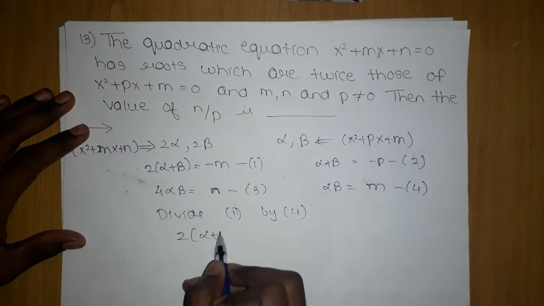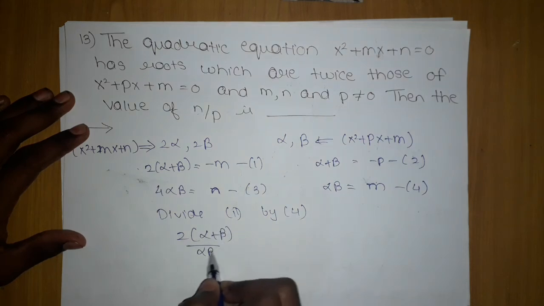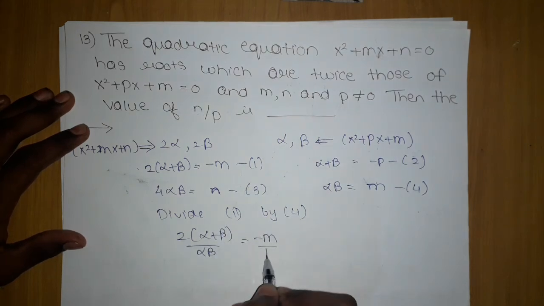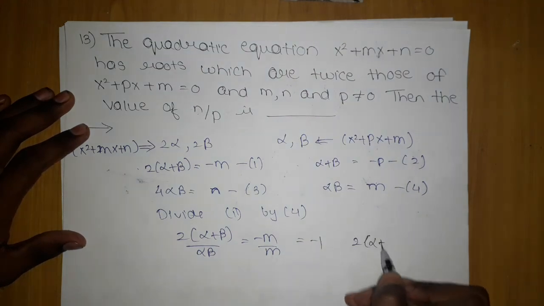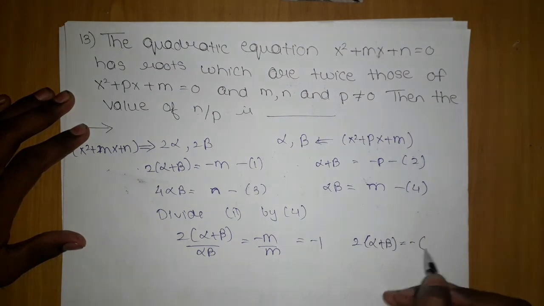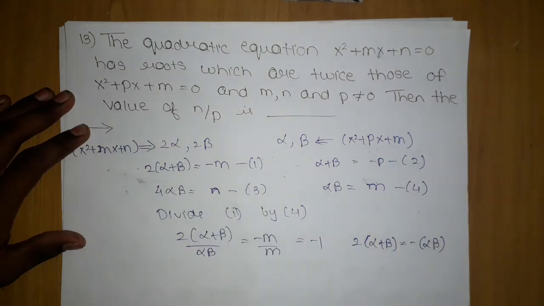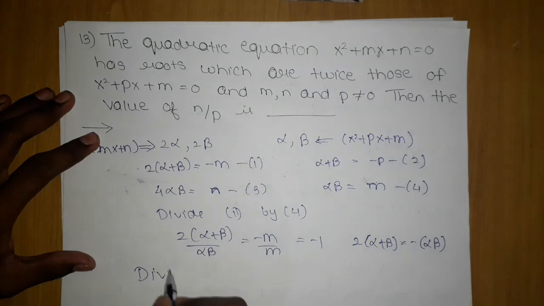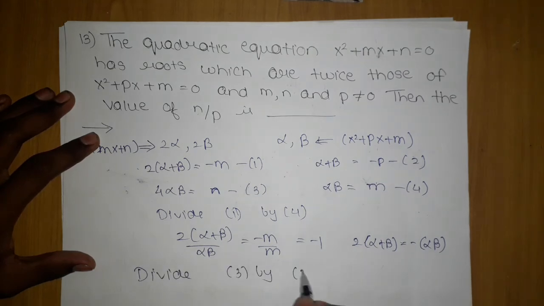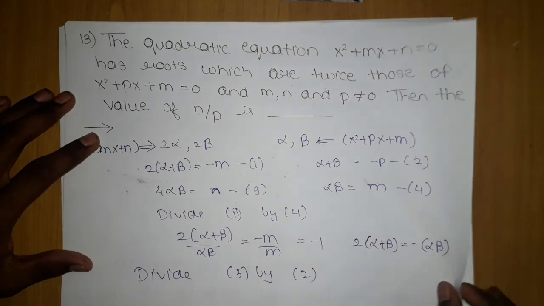2 upon alpha plus beta upon alpha into beta, the whole upon minus m upon m, which will give me minus 1. So what are we getting? 2 into alpha plus beta is equal to minus alpha into beta. Okay, now let's divide these two. Divide 3 by 2. Okay, let's see what we are getting.